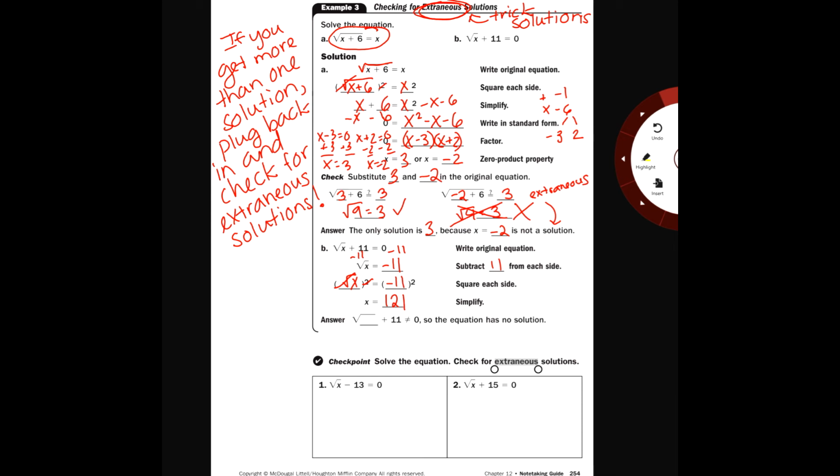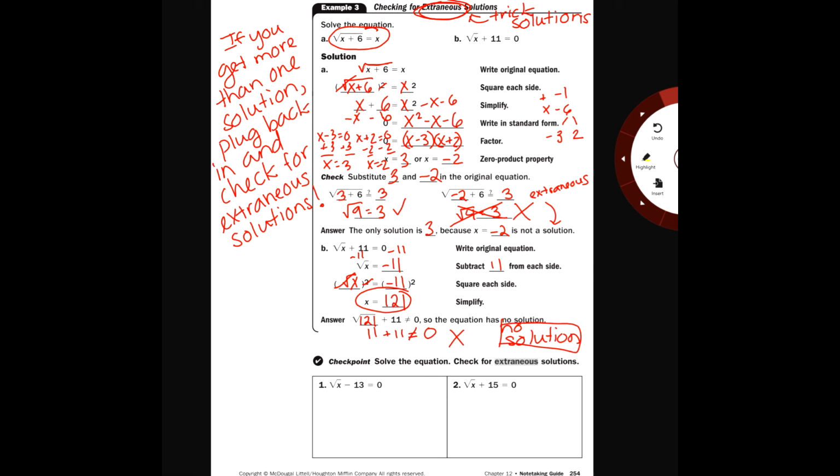So now I need to check, and I think 121 will work, but let's check. So I should have radical 121 plus 11 equals 0. Well, radical 121 is a positive 11 plus 11, which does not equal 0. So that is not a solution. So you would write no solution, just like it has there. So they're a rare one because you only had one solution, and it worked out to be no solution.